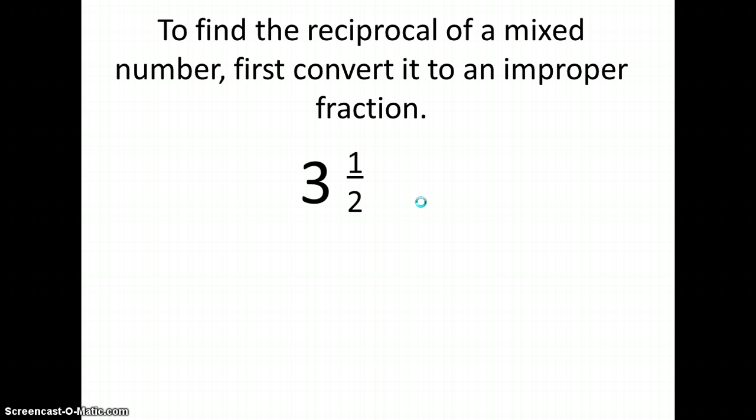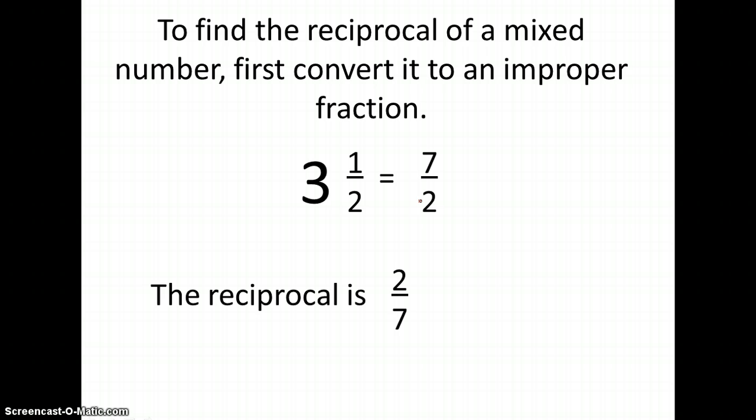If I want to find the reciprocal of a mixed number, I first have to turn that into an improper fraction. Because remember, division, we just saw, is a lot like multiplication with fractions. So when I'm multiplying by a mixed number, I still need to turn it into an improper fraction. So 3.5 is equal to 7 halves. The reciprocal of 7 halves is 2/7, because I simply flip my fraction.